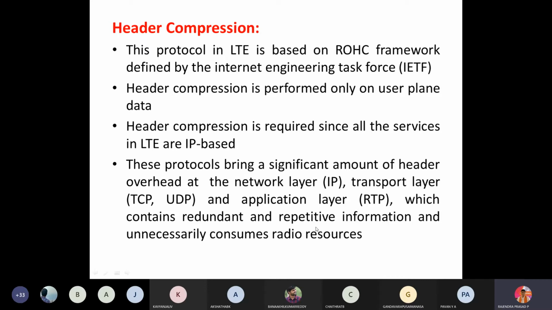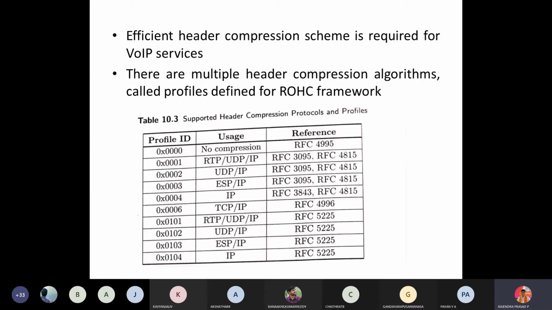So you can observe what protocol values it is going to have. These protocols bring a significant amount of header overhead at the network layer, which is IP, at the transport layer, TCP and UDP, and at the application layer, the RTP protocol. So all these protocols will give you a clear picture, right? Redundant and repetitive information unnecessarily consumes radio resources. So these are the values you can observe for the supported header compression protocols and their profiles.